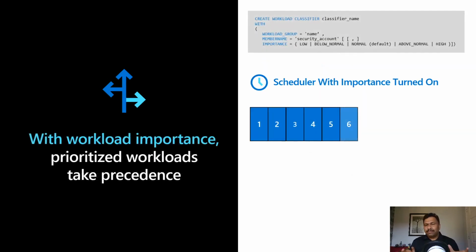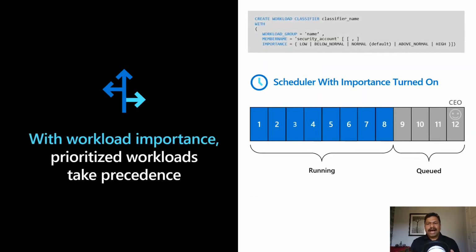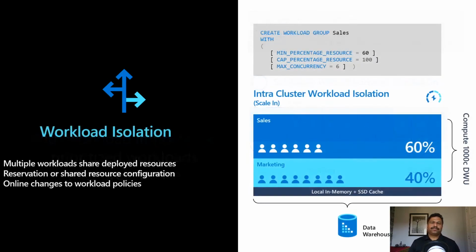With the workload importance capability, now you can configure the priorities for each query, such as low, normal, or high. By configuring the C-level executives as highest priority, the moment the resources become available within the cluster, the C-level executive queries would get executed. I mean, whoever the user has got the highest priority would get the precedence over other users, such as developers, for example.